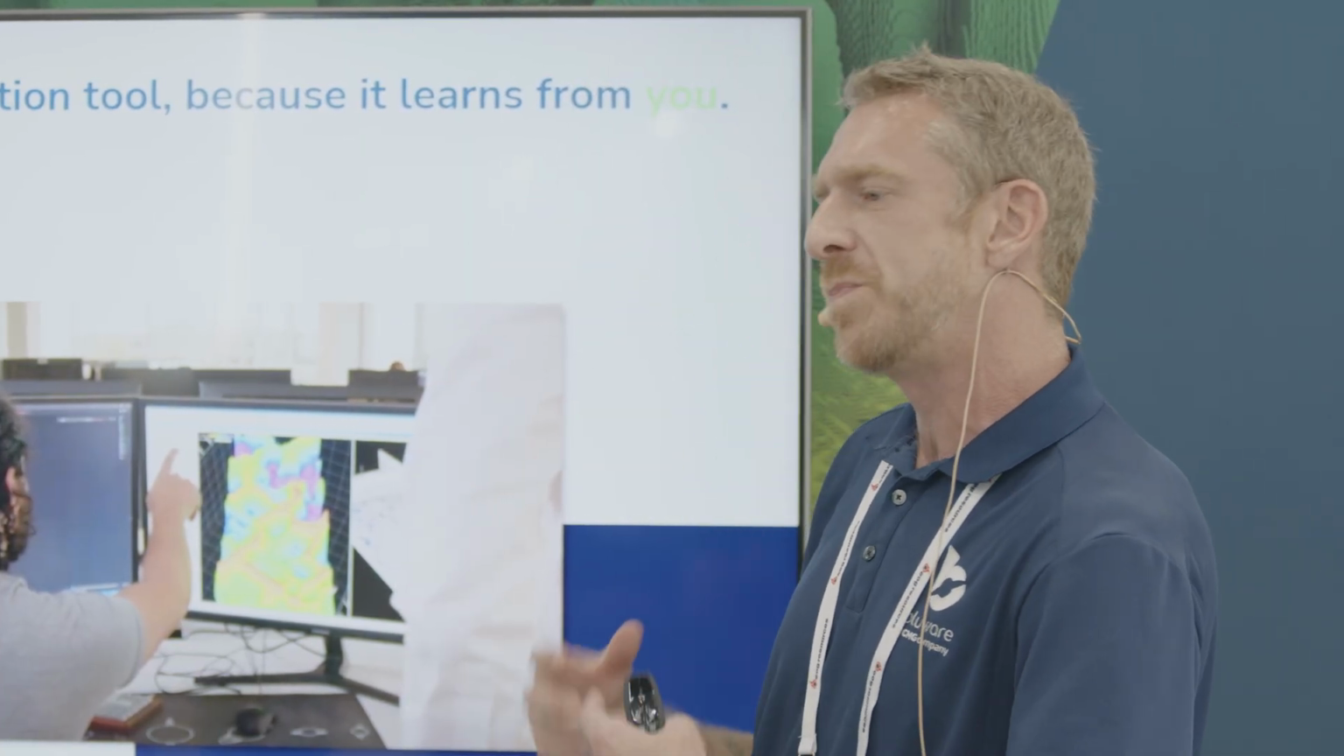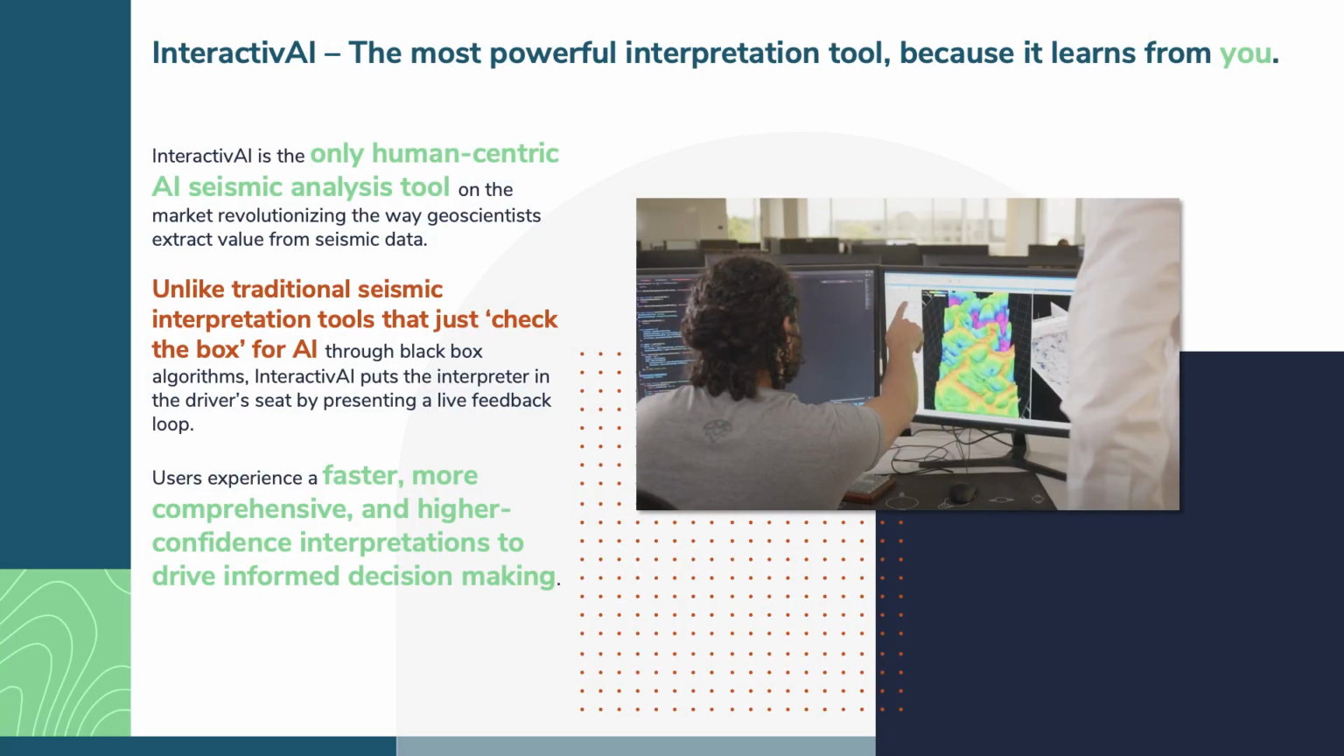Interactive AI, like Bita said earlier, is a human-centric or human-powered interpretation tool. What makes interactive AI unique is that when you start training a network, the network does not know anything. You are teaching the network everything it needs to know, so these networks are specific to the data set that you're working with. There is no black box in interactive AI. We've taken the black box out, we've exposed the process, and this puts the user, the geoscientist with their experience, in the center of the training process.